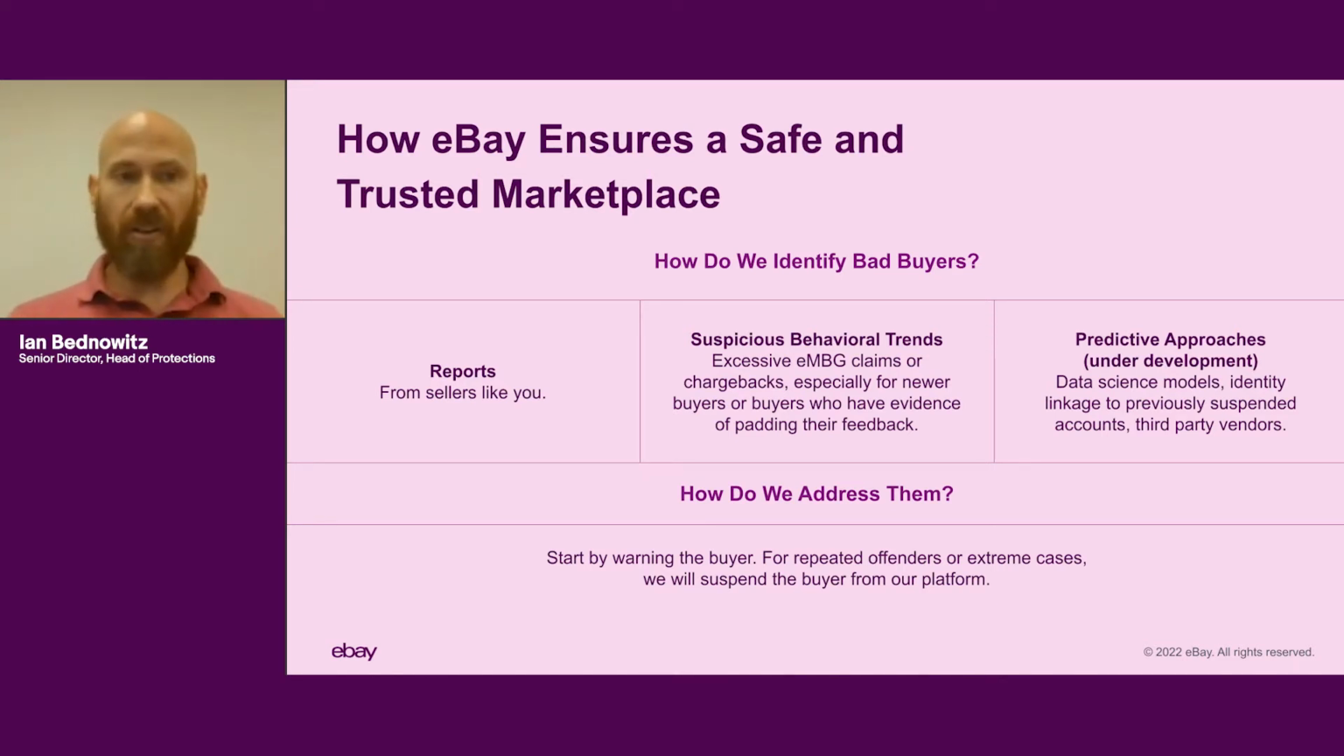Now, on the right, there are other things. This is a very important area of investment for my team and for eBay. We're doing more predictive approaches. We're going to use data science to try and anticipate when a buyer might be abusive, might be a bad buyer, so that we can take actions in advance. We're looking to do more linkage to other accounts that buyers may have, so they can't come back again if we've caught them before, and use third-party vendors who have information about their behavior on other platforms.